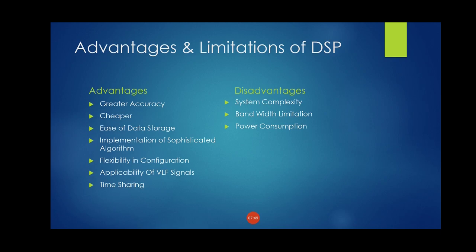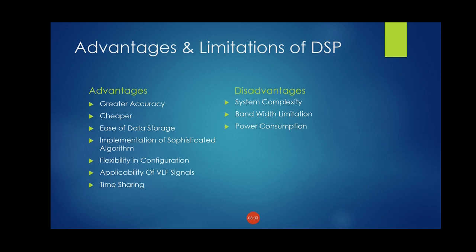The second point is bandwidth limitation by sampling rate. Signals having extremely wide bandwidths require a fast sampling rate. Analog to digital converters and digital signal processors have to be very fast. But in the practical world, there is a limitation in the speed of operation of analog to digital converters and digital signal processors. So this becomes a limitation of the digital signal processor.